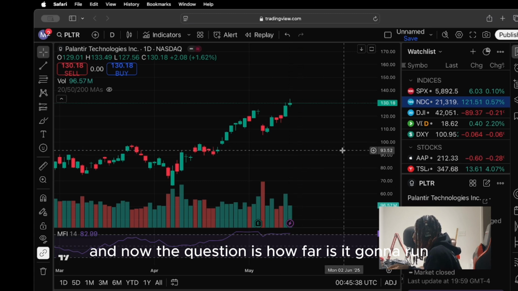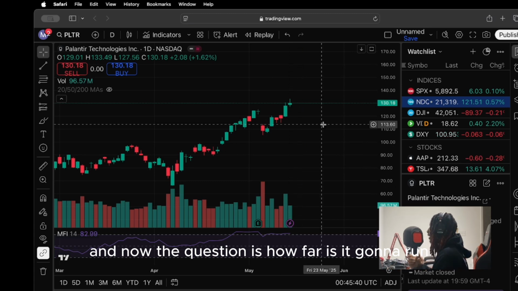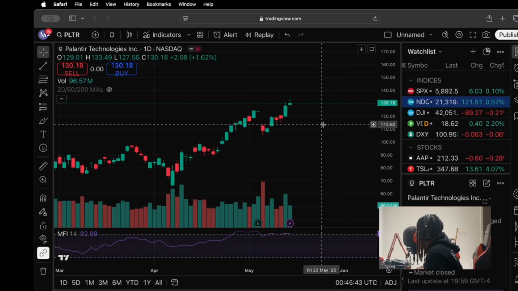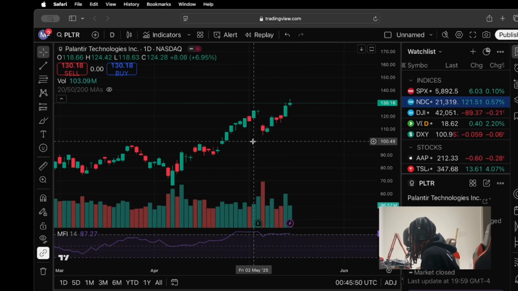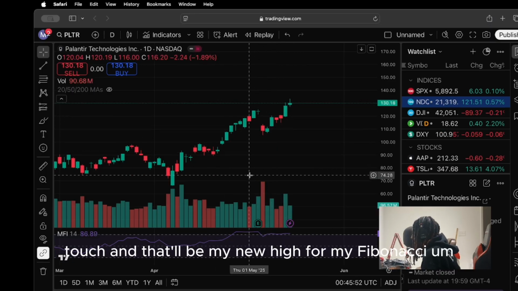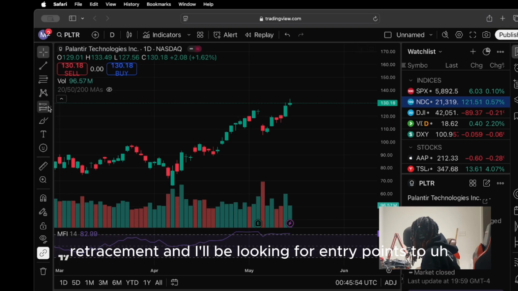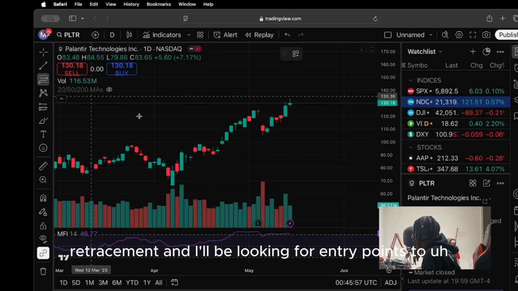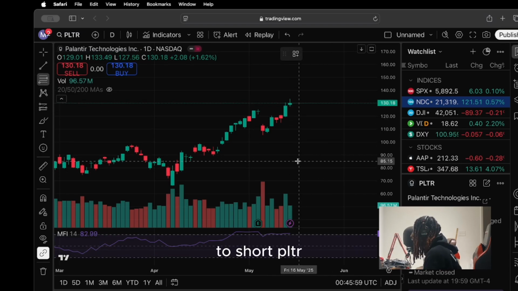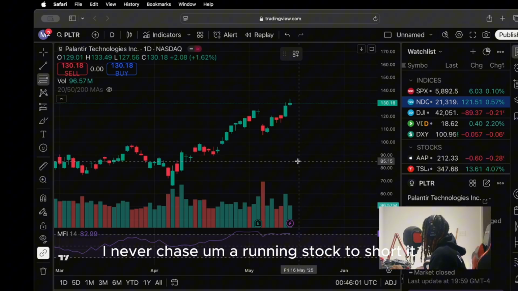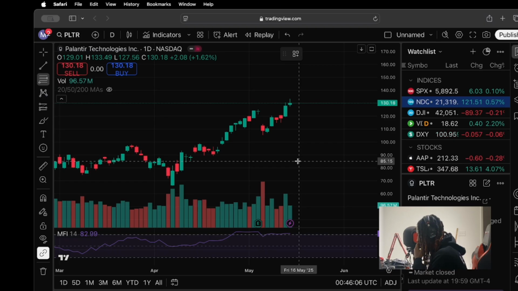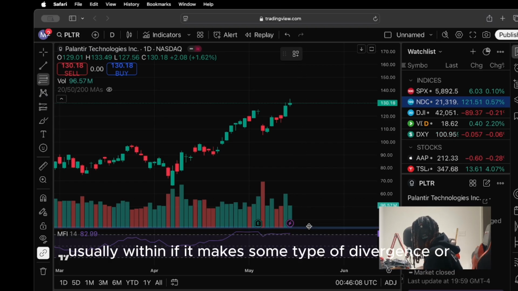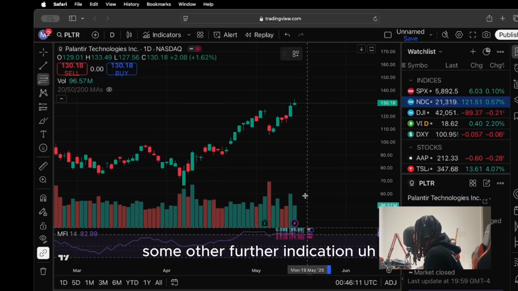And now the question is, how far is it going to run? So with that, we'll use the previous high that it previously touched, and that'll be my new high for my Fibonacci retracement. And I'll be looking for entry points to short PLTR. I never chase a running stock to short it. I always see if it makes an indication, usually some type of divergence or some other further indication.